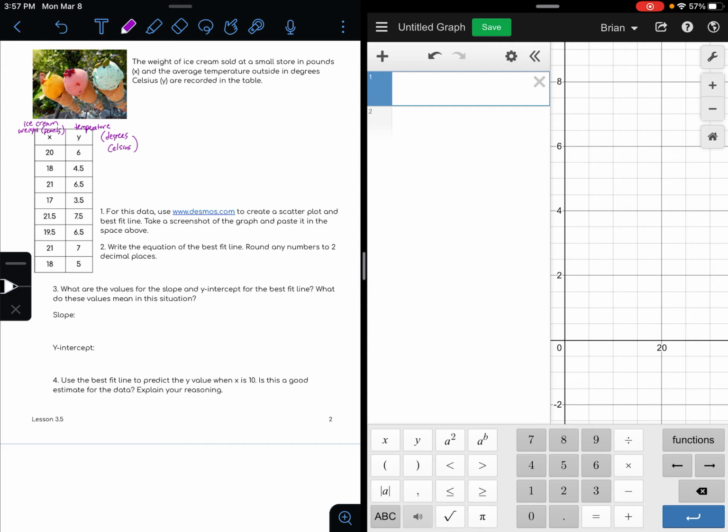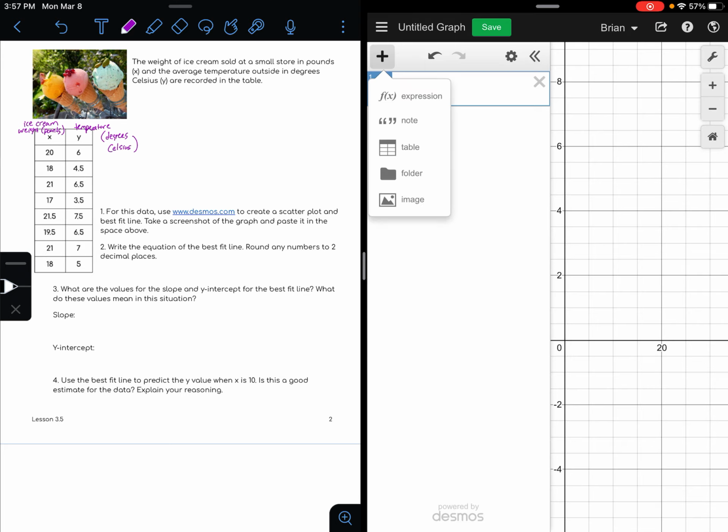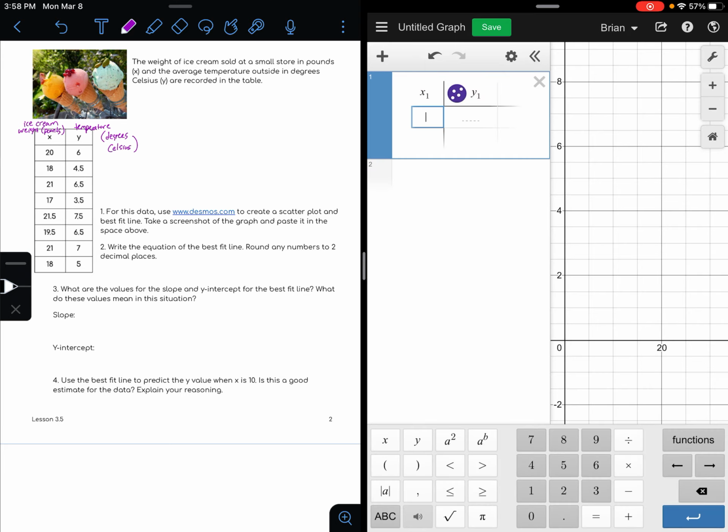And what we're going to do first is we're going to put in a table. So notice the little plus sign at the top left of your Desmos screen, and you'll have the option of making a table. And the table values will have X and Y, and they'll be labeled X sub 1, Y sub 1. That'll be important for us later, I think. But let's put in all the X values first. So you can just type them in one by one.